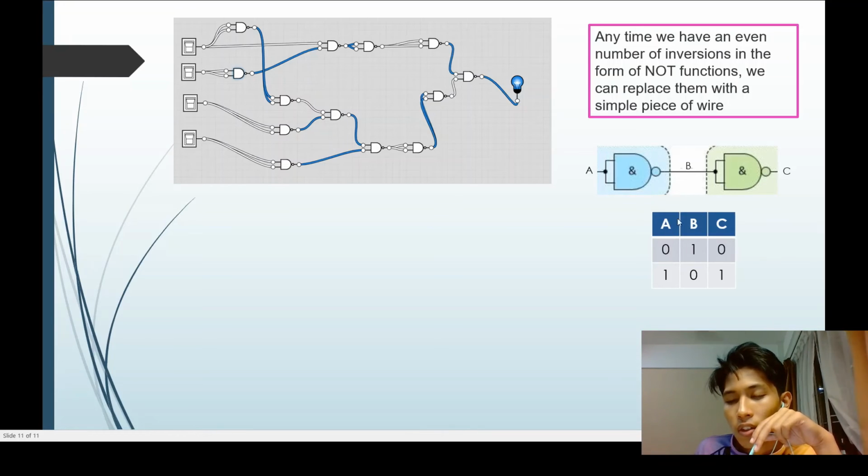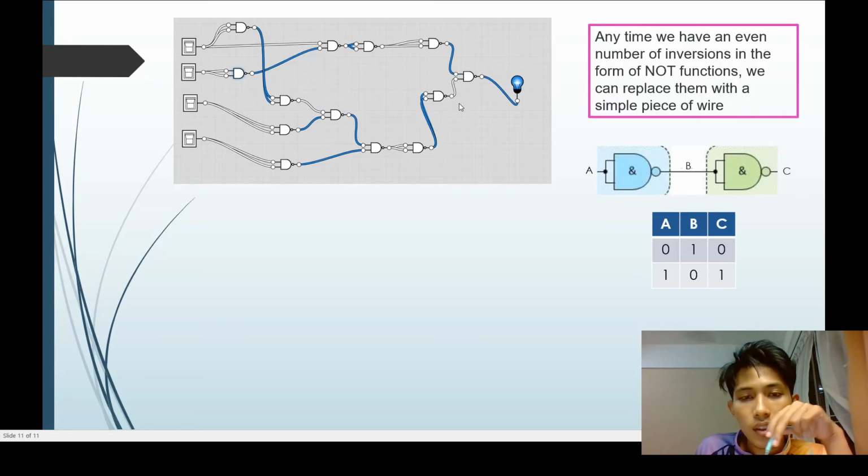For the second example, A is 1, so it goes to the NAND gate, because 1 and 1 result in 0 for the NAND gate, and then 0 goes to the next NAND gate, and you will get 1 back. So it means that there is actually no change. We can compare the input and the output, so there is no change. That's why this truth table shows why this situation can be replaced with a single wire.